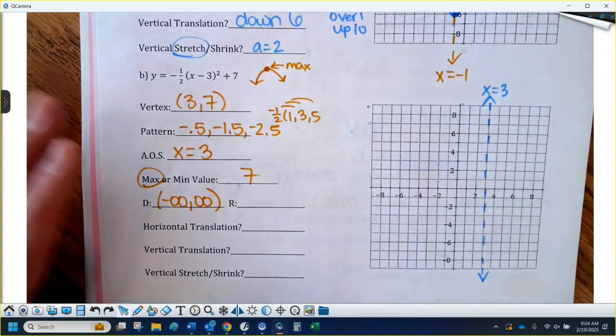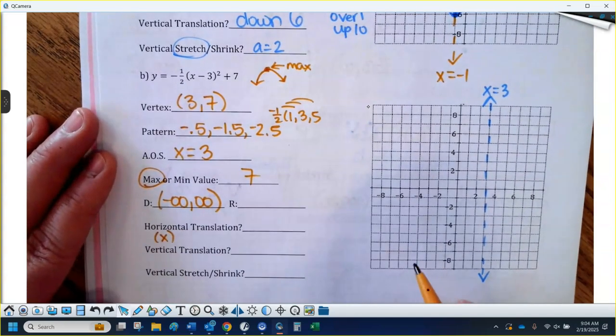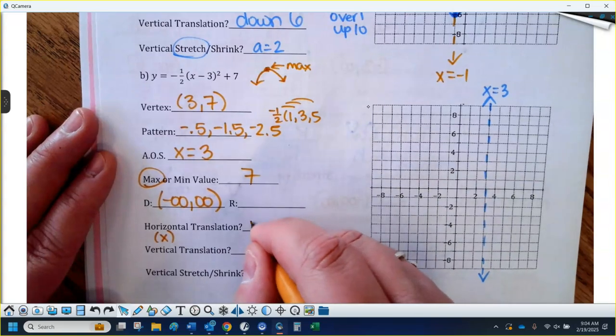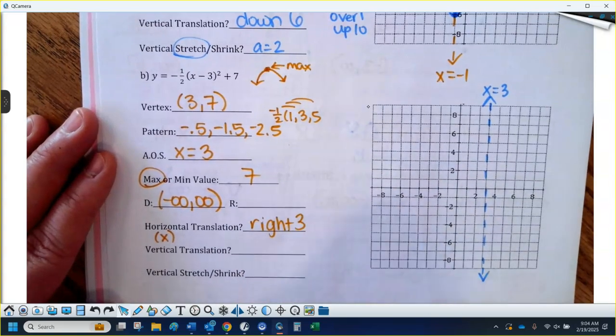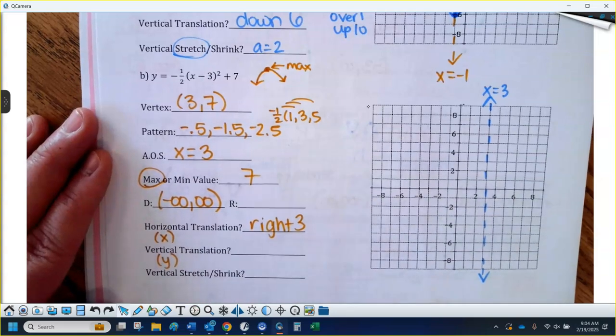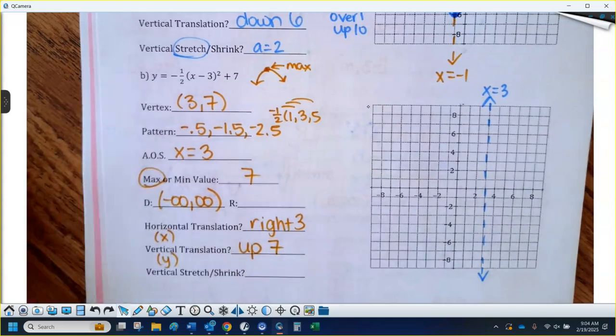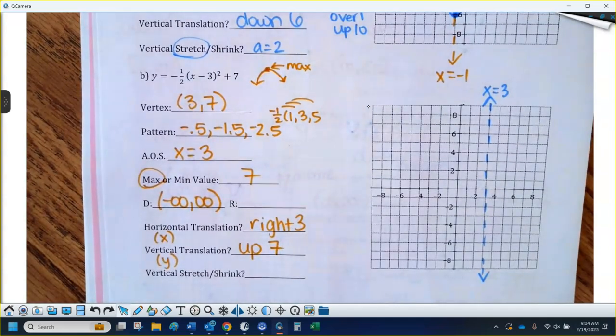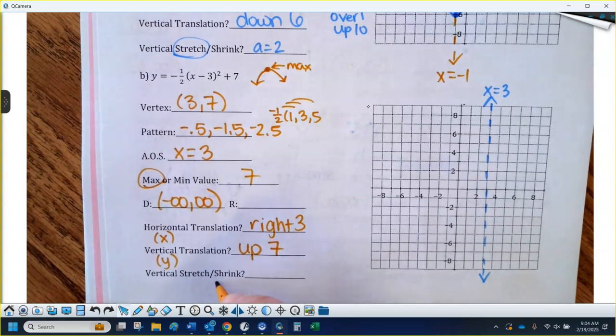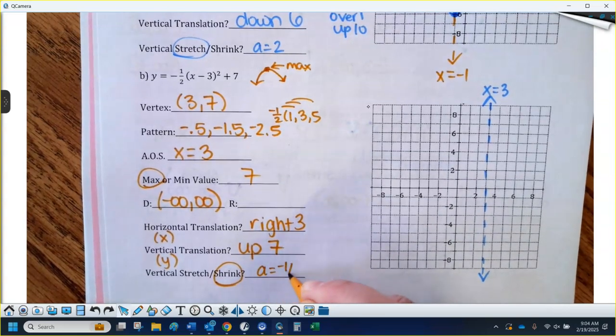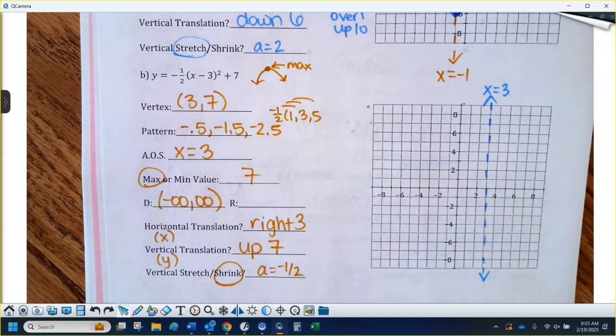Now, horizontal translation. This is going to go with your x-coordinate of the vertex. So if it's 3, that's right 3. The vertical translation goes with the y-coordinate of the vertex, which is 7. So if it's +7, it's going to shift the graph up 7. So from the origin, you're going to go right 3, up 7 to plot that vertex. And then this guy is going to be a shrink. The a value, it doesn't matter whether it's positive or negative, but the fact that it's a half, between 0 and 1, is going to make it a shrink.